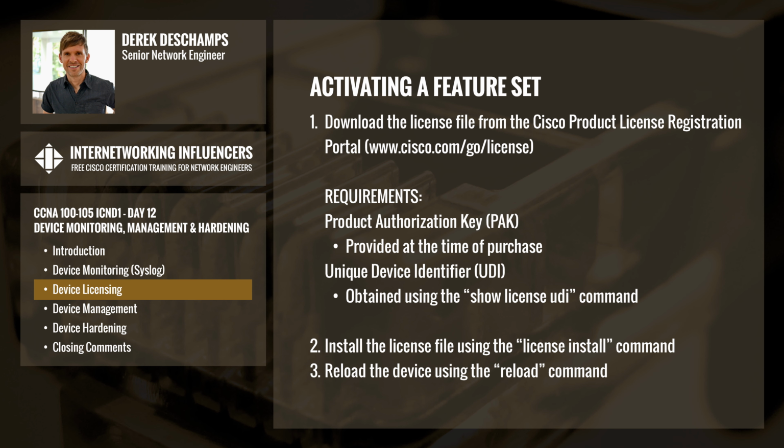You will also need to enter the Unique Device Identifier, or UDI, for the device you wish to activate the feature set on. The Unique Device Identifier can be obtained using the show license udi command. The second step is to install the license file using the license install command. The third step is to reload the device using the reload command.